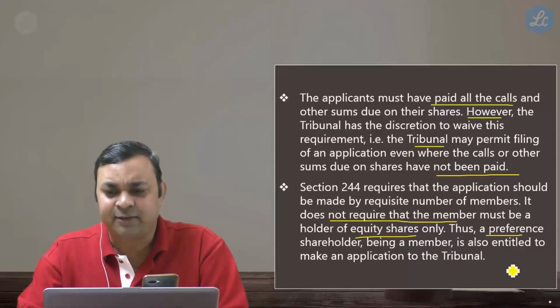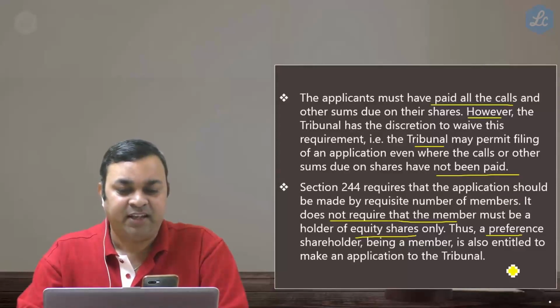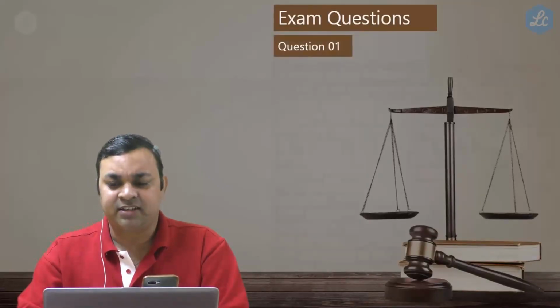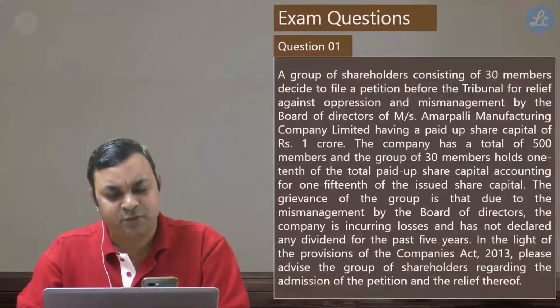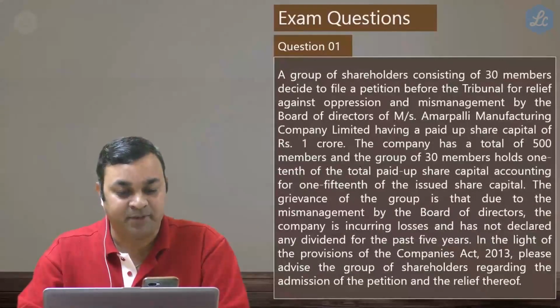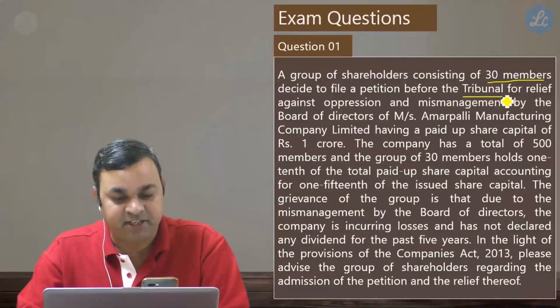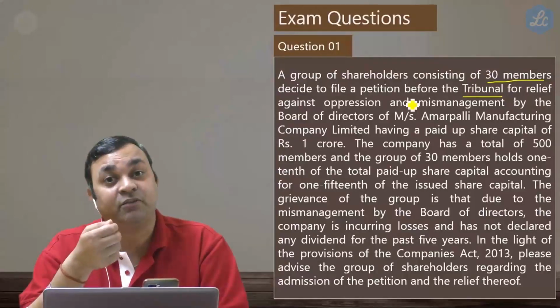So these are the important points with respect to section 244. Now, in the next slide, we will discuss some examination questions, right? The first question: a group of shareholders consisting of 30 members decided to file a petition before the tribunal for relief against oppression and mismanagement by the board of directors of Messrs. Amrapali Manufacturing Company Limited, having a paid up share capital of 1 crore.